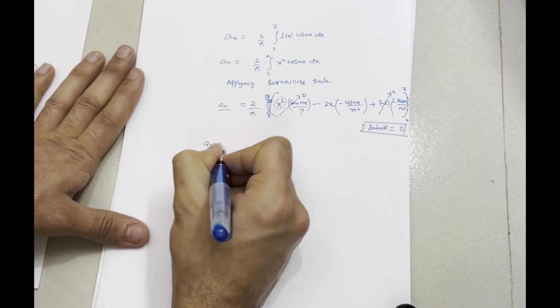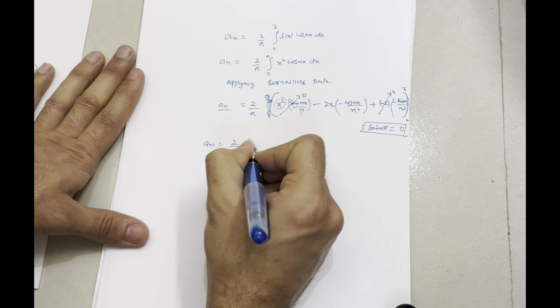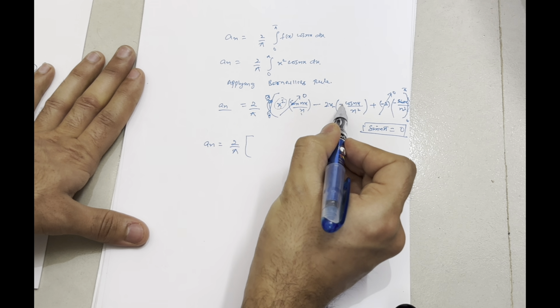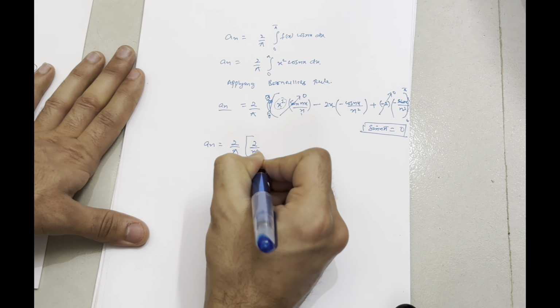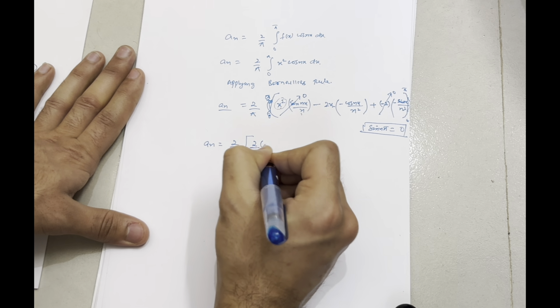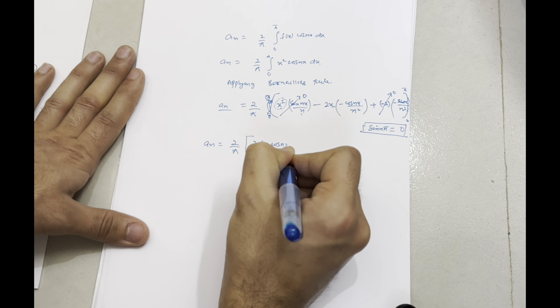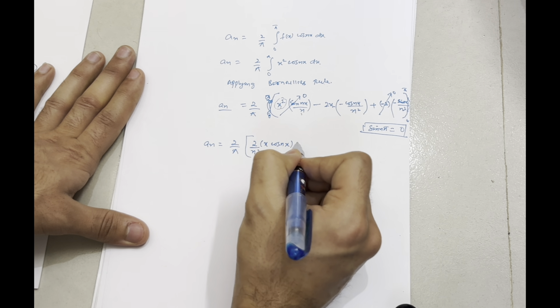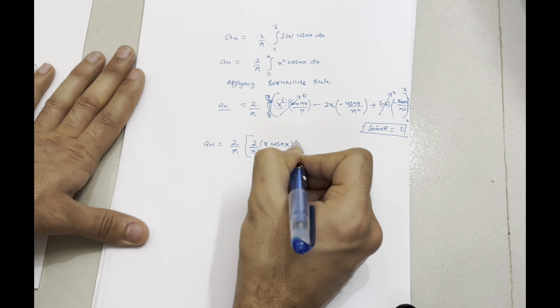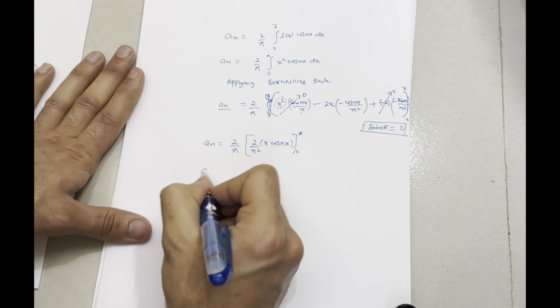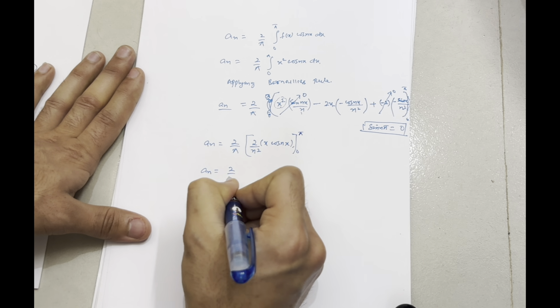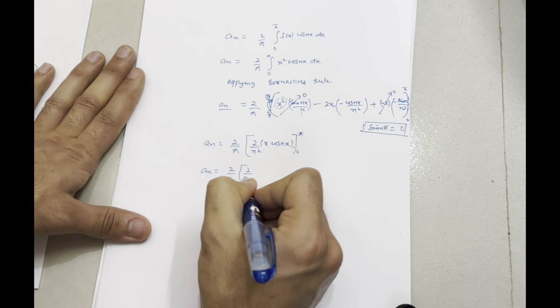Now an is equal to 2 upon pi. Now what we are left with: minus into minus is plus, so 2, and n square I will take out, so 2 by n square, and we are left with x cos of nx, and limits are 0 to pi. So an is equal to 2 by pi, and this is your 2 by n square.